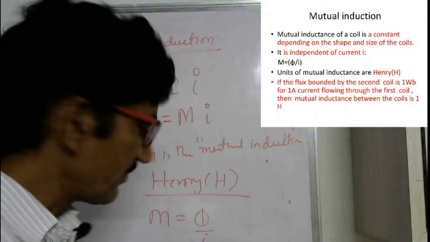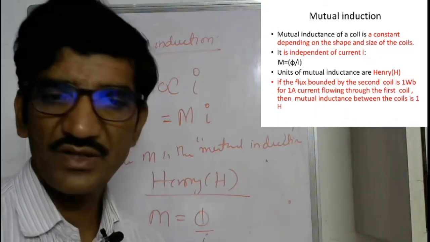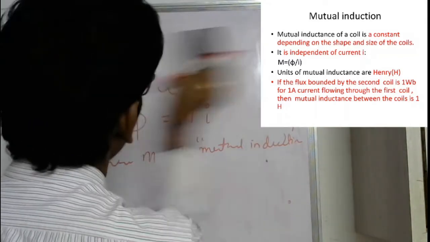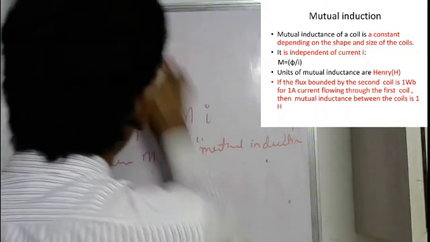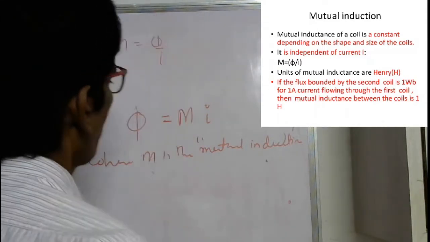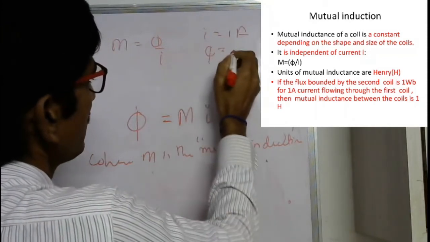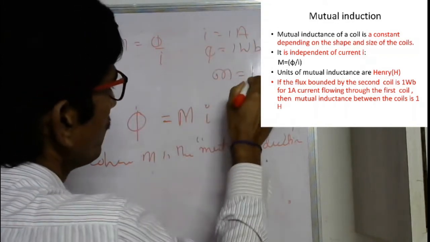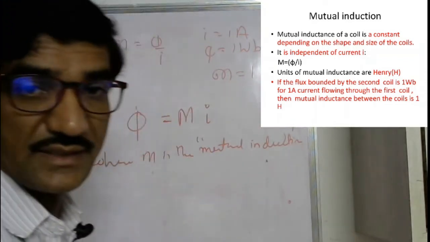Whenever you make I equal to 1 amp and phi equal to 1 Weber, then we will write here, by using this relation M is equal to phi by I, M is equal to 1 Henry.